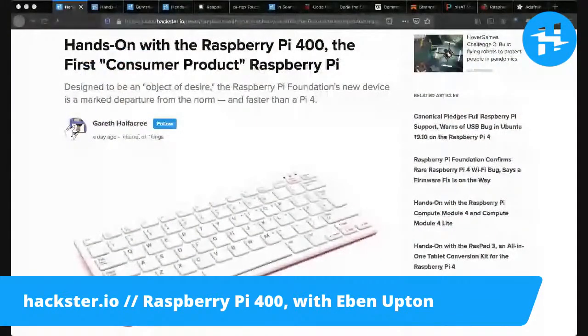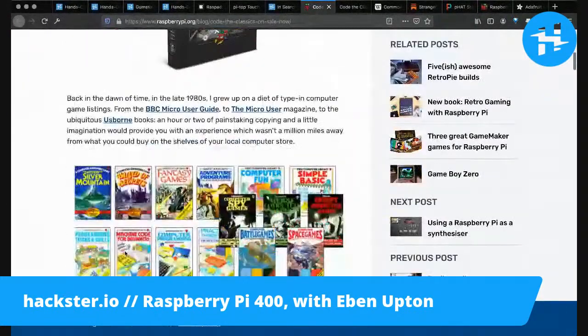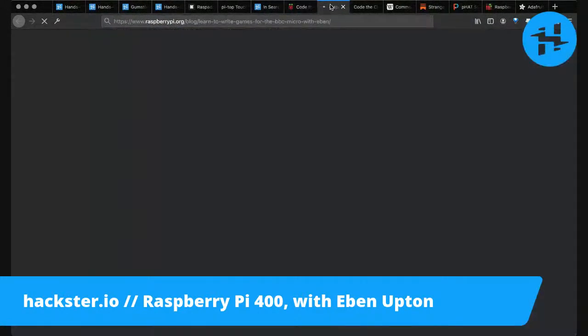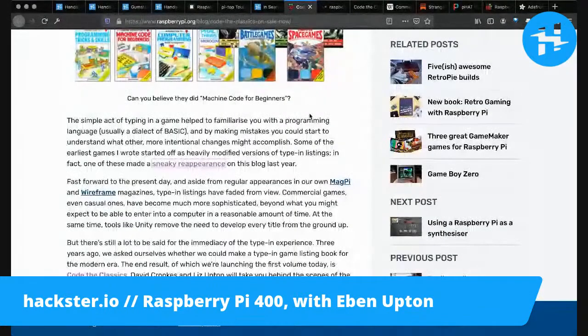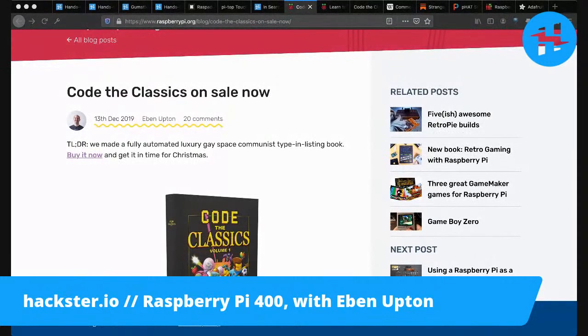But you can read Eben's blog posts on the Raspberry Pi blog. There's a number of cool ones. There's this one about the Usborne books. You've got this one about learning to write games for the BBC Micro and things like that. So there's more Eben, but of course, anytime you would like to join, you're totally welcome.